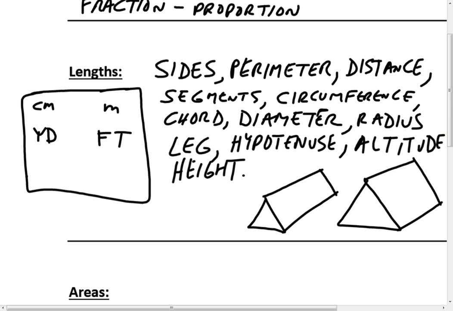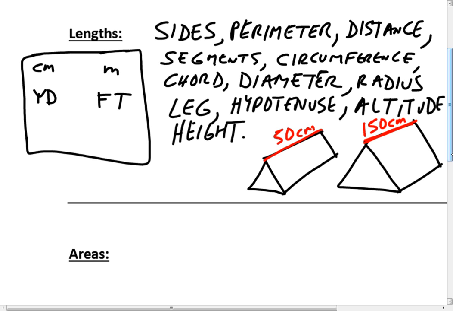And I'm going to tell you that this length here is 50 centimeters. And this one is 150. We're going to use that model and that example for all three sections. So out of all of my list of things, I used a couple of sides. But I could have easily done a perimeter of a side. I could have called it a height, an altitude, a distance, a segment.